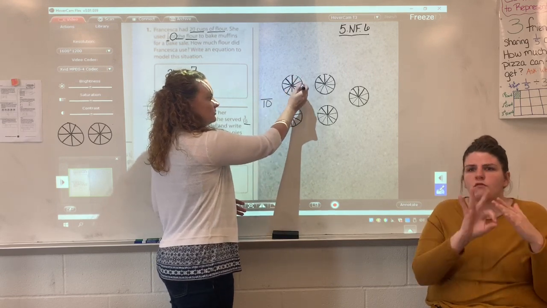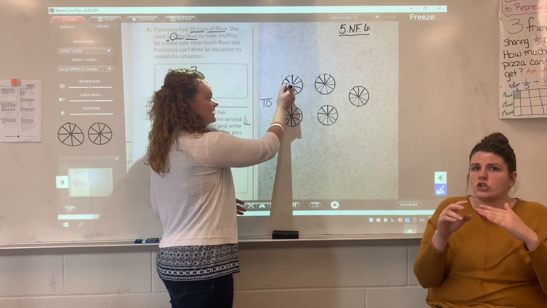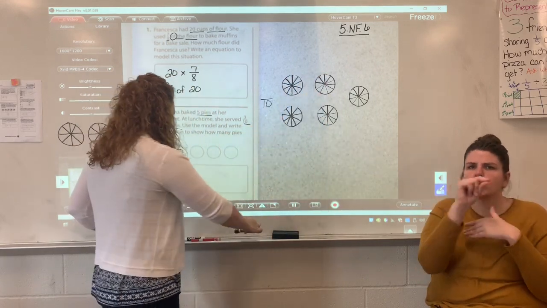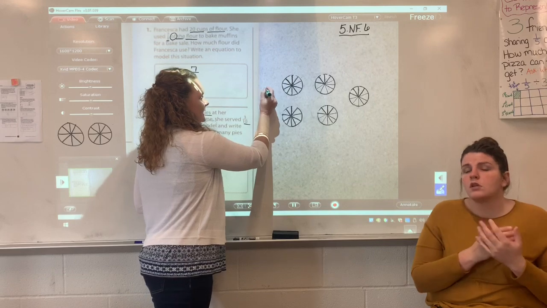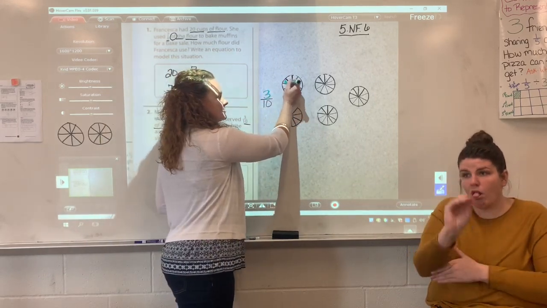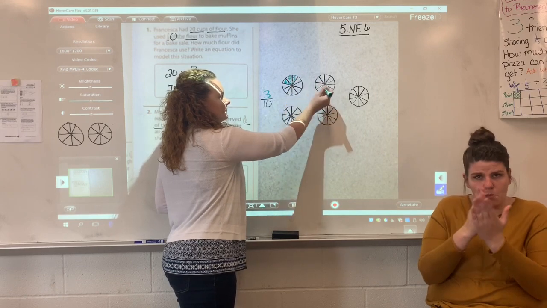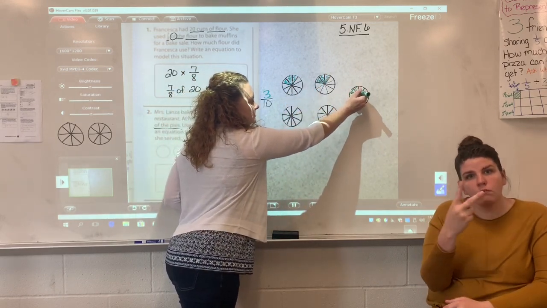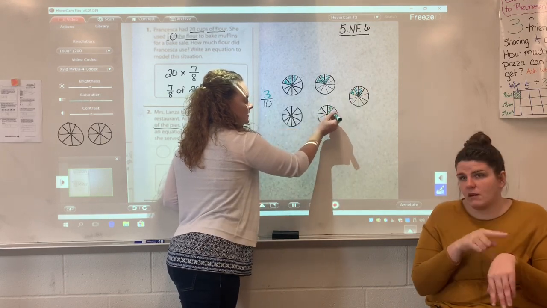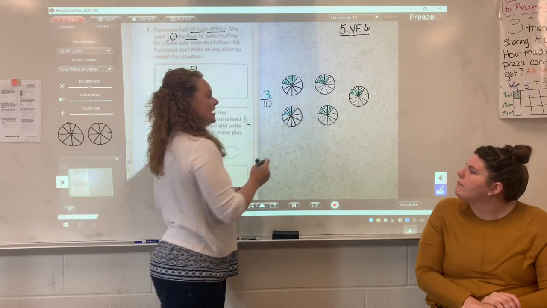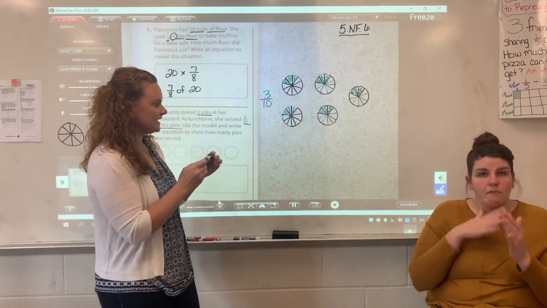So I have 1, 2, 3, 4, 5, 6, 7, 8, 9, 10 in each one of them. Now, my numerator is the 3. So I have to go through each one of these pies and shade in 3 pieces. 1, 2, 3. 1, 2, 3. 1, 2, 3. 1, 2, 3. 1, 2, 3.